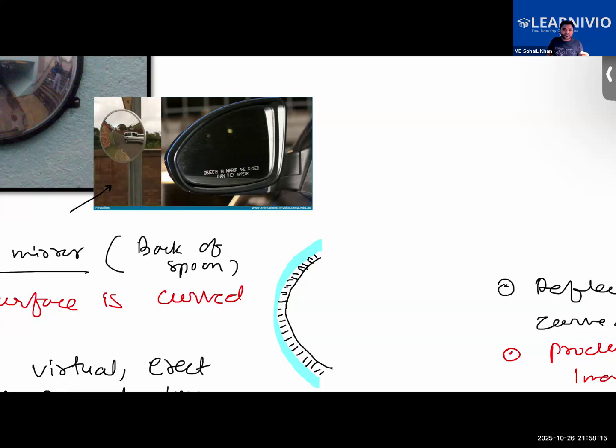Understanding it, everyone, right? So it's actually a safety precaution in order to alert the drivers that the objects behind them are actually closer than they seem to be. So that helps to prevent accidents, right? So we don't misjudge the distance.